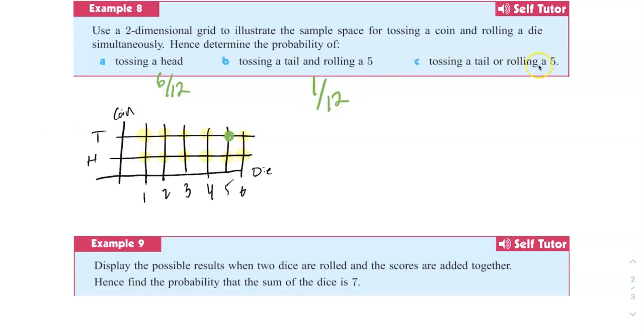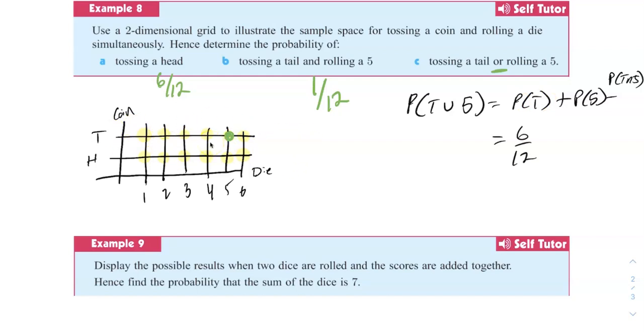Tossing a tail or rolling a 5. So again, when I say an or, I'm always tempted to use the formula. Tail or rolling a 5 is the probability of tails plus the probability of rolling a 5 minus what they have in common. To me, it's the easiest way to do it when there's an or, most of the time. Probability of tossing a tail, well, again, look here. There's 6 out of the total of 12, so it's 6 out of 12. The probability of rolling a 5 happens twice out of the total of 12, so 2 out of 12.